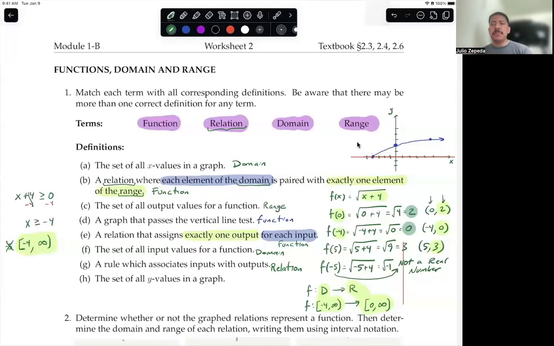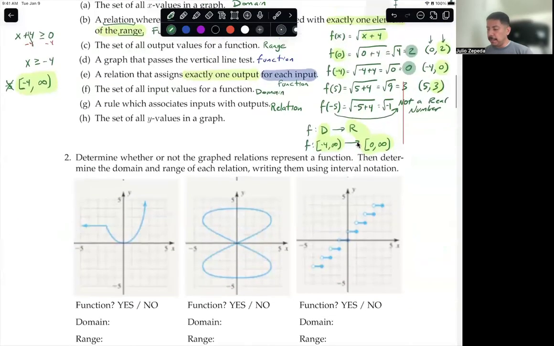If we want that relation to be a function, then we do have to satisfy statement B, where each element of the domain is paired with exactly one element of the range. But there are relations out there where that is not satisfied, and so those are not called functions; they're just called relations. An example of that would be this middle graph that I was talking about earlier, the one that looks like an 8.